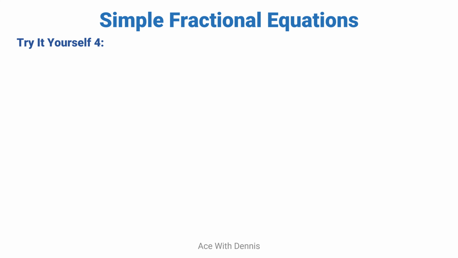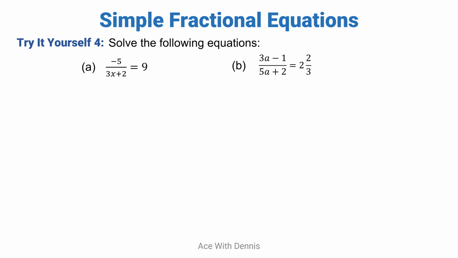Try it yourself. 4. Solve the following equations. A. Negative 5 over 3x plus 2 equals 9. B. 3a minus 1 over 5a plus 2 equals 2 and 2 over 3. You can pause the video and try to solve it yourself.